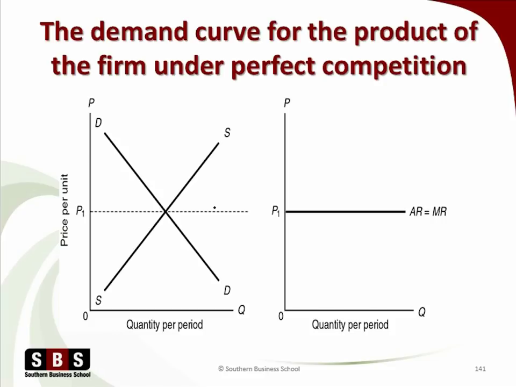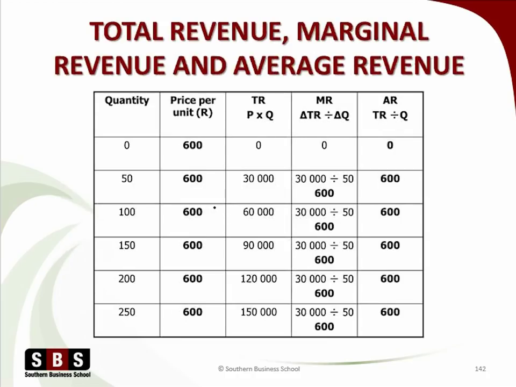The demand curve for the product of the firm under perfect competition is where the price, where average revenue equals the marginal revenue. So just have a look at the slide. I don't think there's a question about this in the exam. Once again, you can see the tables are important for cost, revenue, product, or whatever. And there are always marginal questions.